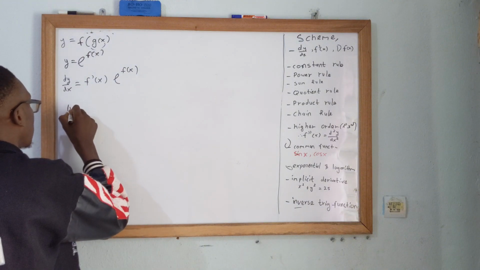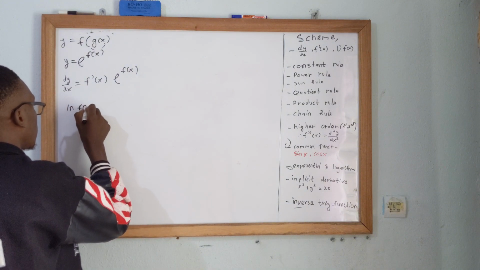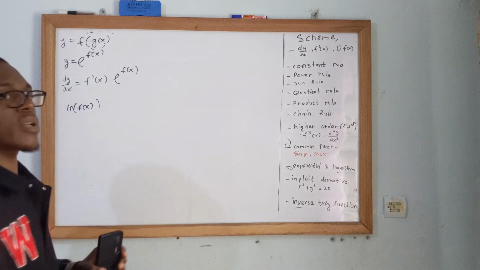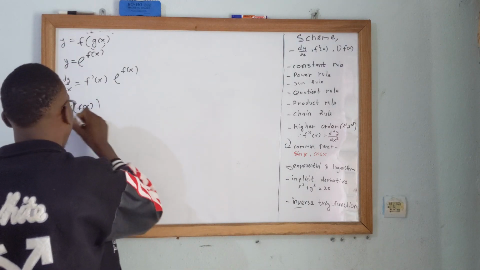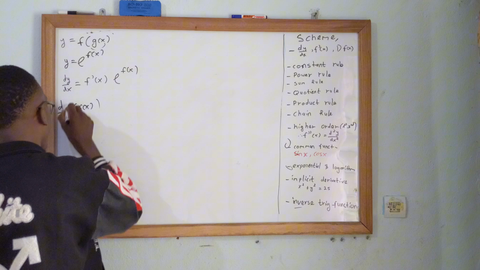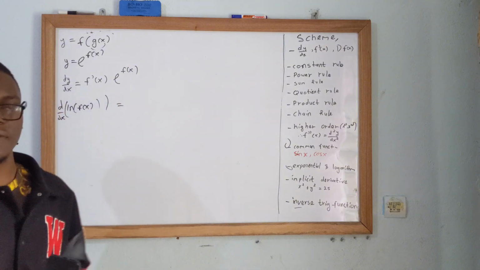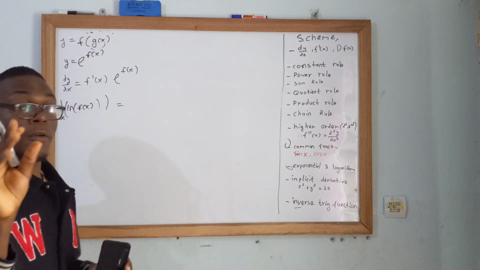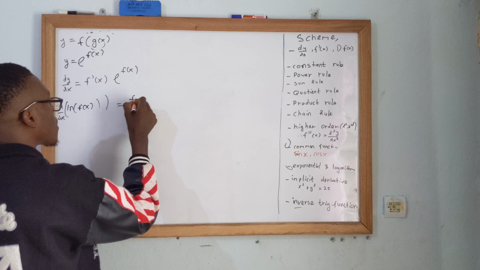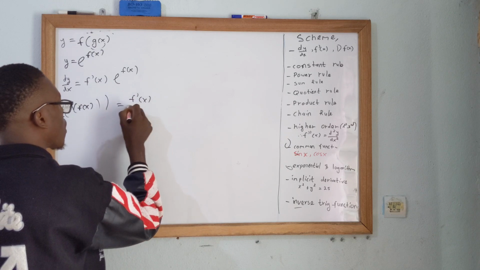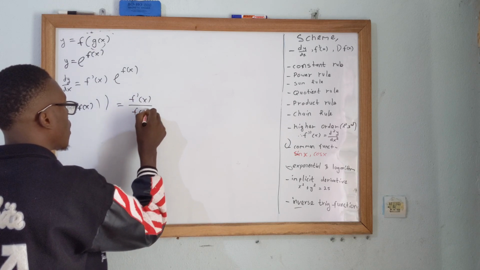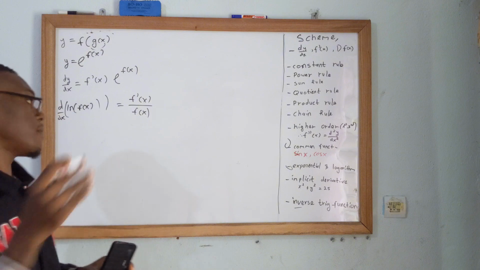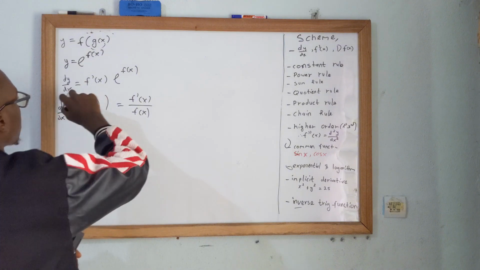That is ln of f of x. Here, the principle is that the derivative of this, how do we differentiate this? We are going to have this typical formula again. That is f prime of x all over f of x. That is how the derivative of ln happens, and that is for e.